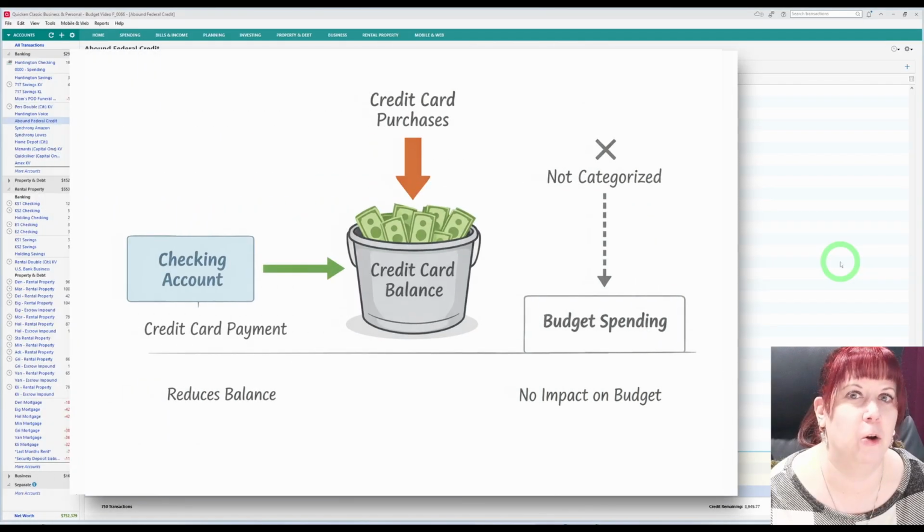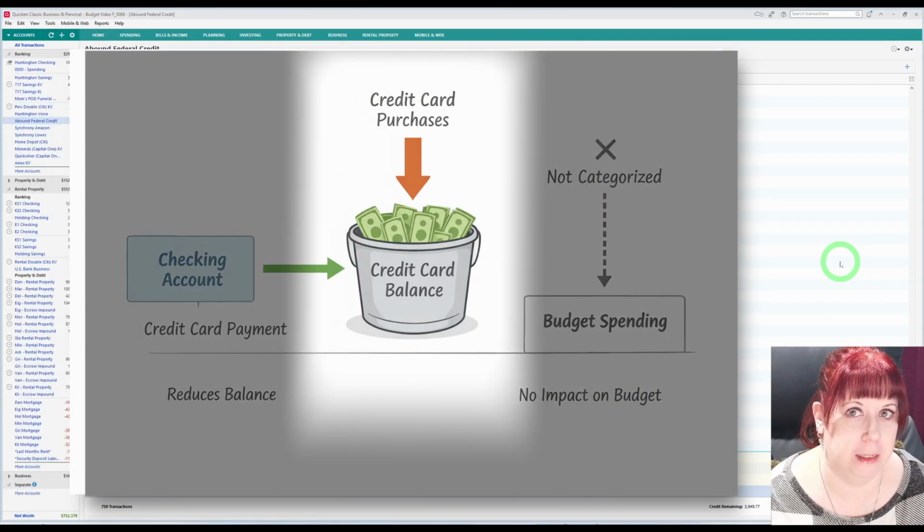When you make purchases on a credit card, that money goes onto the credit card balance. That's the spending event. That's where the expense actually happens. If those purchases are categorized, that's how they flow into your budget. The budget doesn't look at balances, it looks at categorized spending.